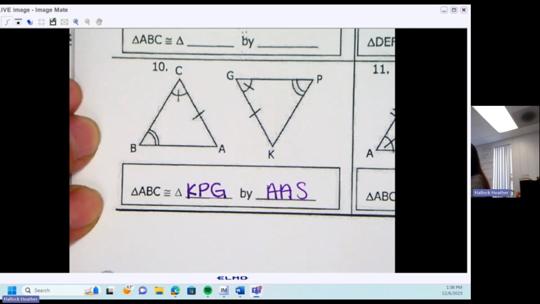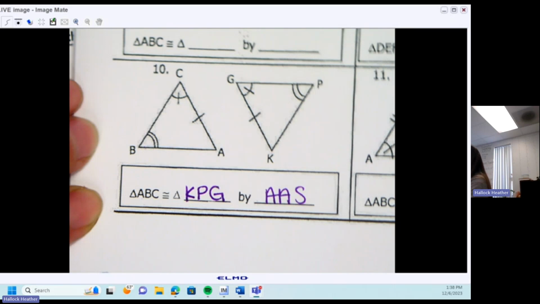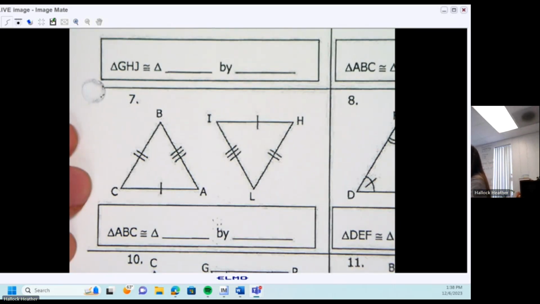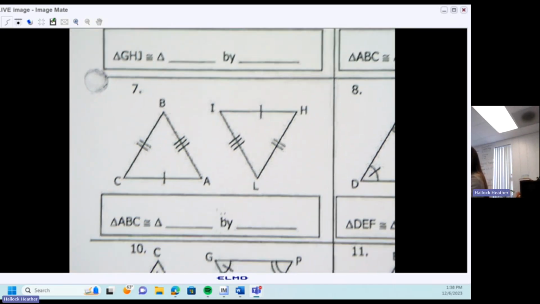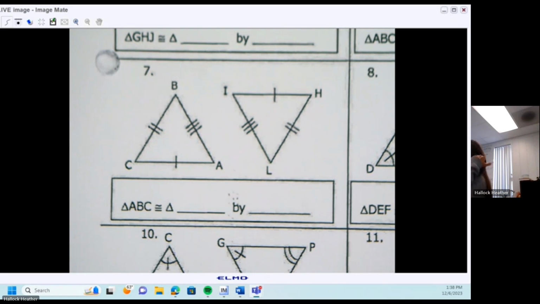Okay, let's do 7. 7's been tripping people up. So take a second. Look at number 7. Number 7's a little trippy just because it's got no angle marker, so you really got to look at the sides.